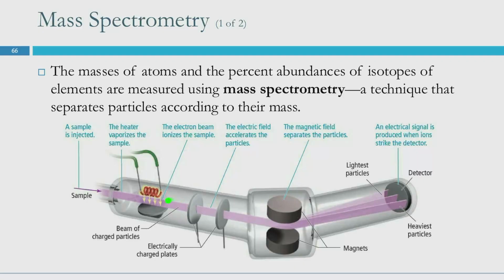Those beams of charged particles get accelerated through these electric plates so that they all pick up the same amount of energy. Heavier things are going to move slower because they all have the same energy. Lighter things are going to move faster. And then it accelerates them around this bend. It turns them with magnets, and the lighter things are going to get turned more easily with this magnetic field, the same way that they got accelerated more quickly. And the heavier things aren't going to turn quite as much.